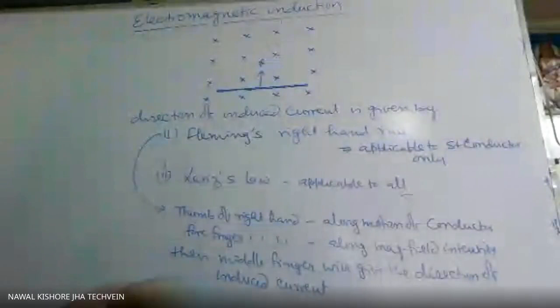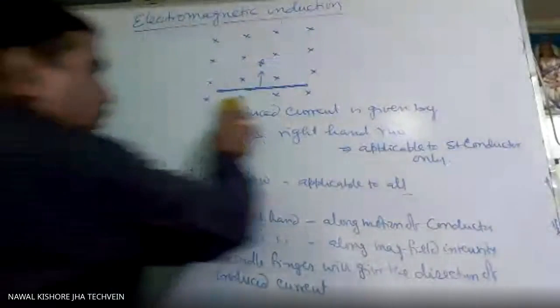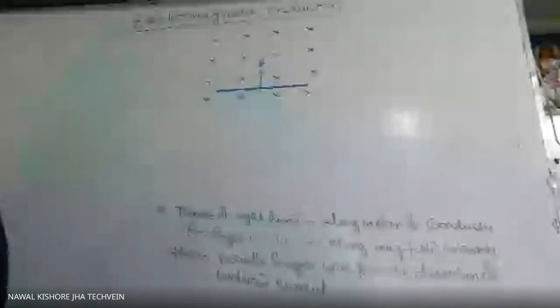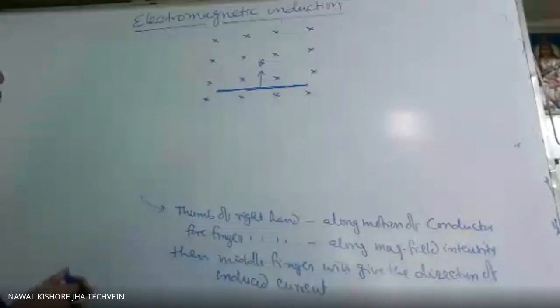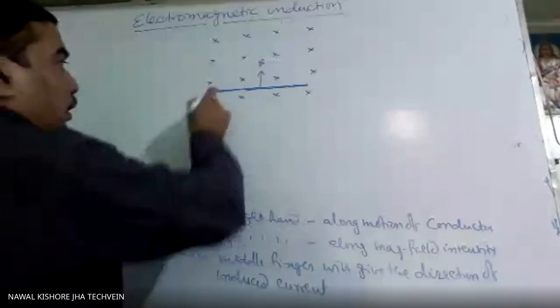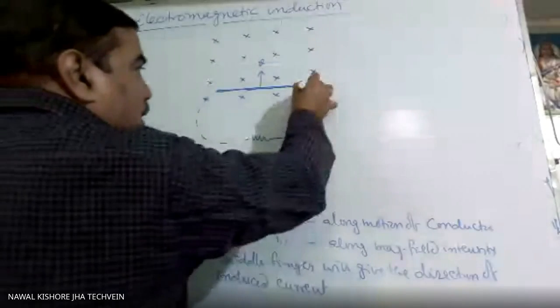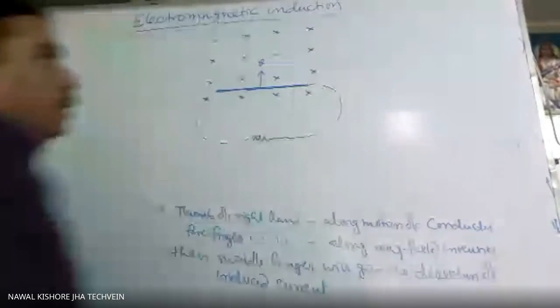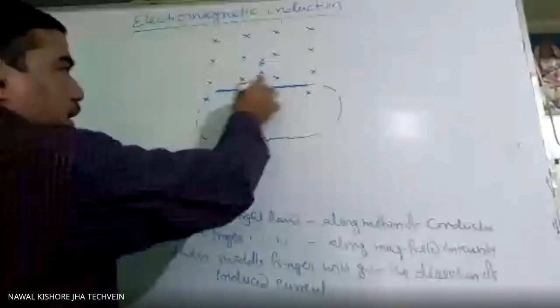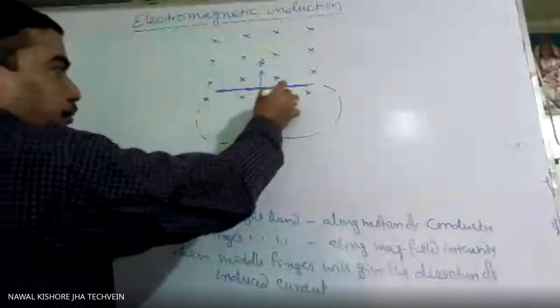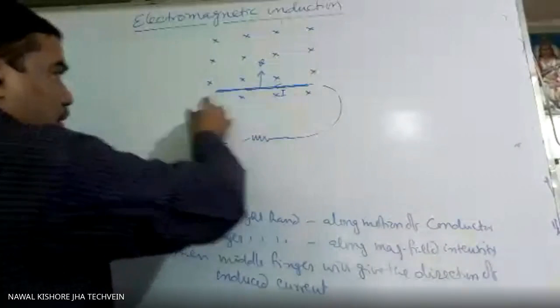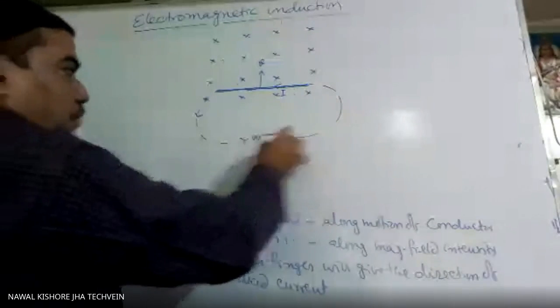If the circuit is not closed, current will not pass, but EMF will be induced. So just to imagine, if the circuit is closed, what will be? Suppose here around resistance is there, circuit is closed, then current will pass in this direction. So in this circuit, current will pass this way.